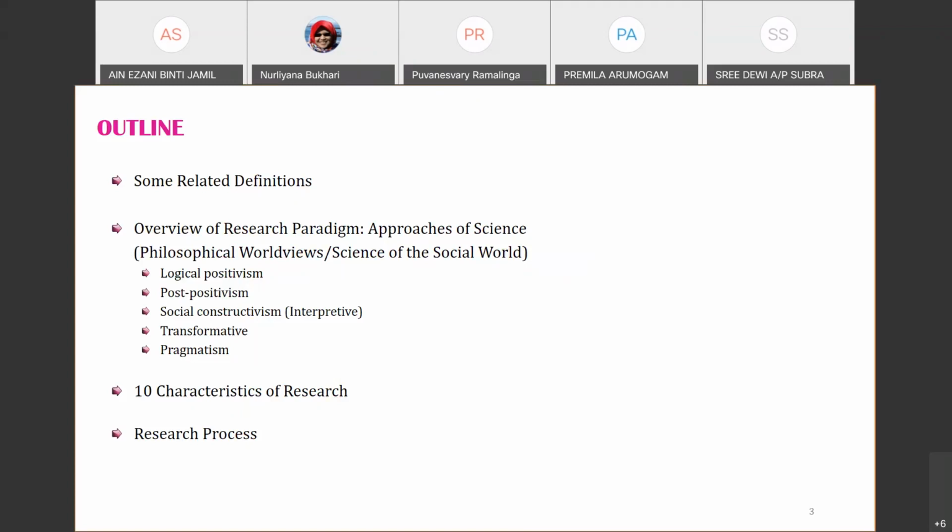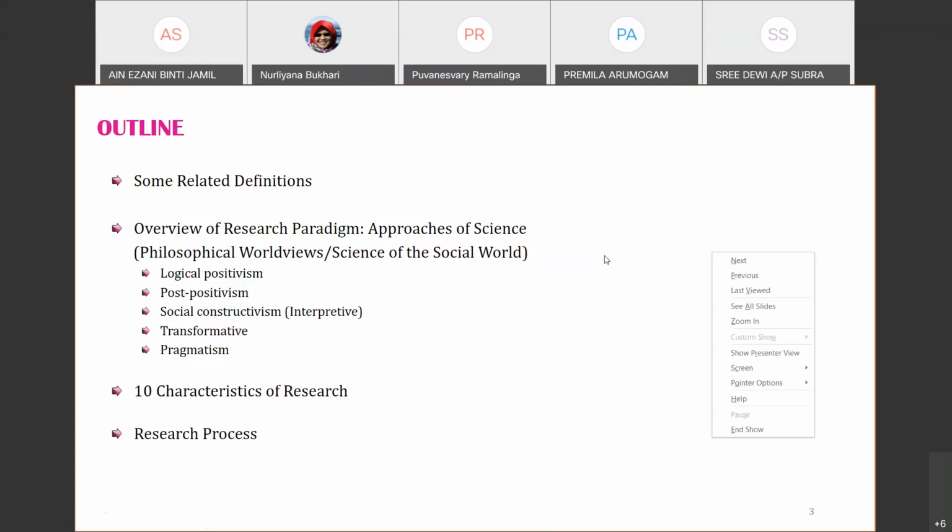You have to support it with evidence. Today there are some related definitions. Some of them I will go deeper into, some of them I will skim through, because you have the slides. But if you have any questions, we can discuss. Then this is the second bullet point here, overview of research paradigm. That's the one that I asked you to look at.